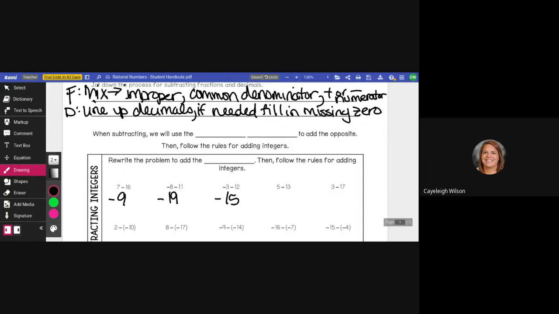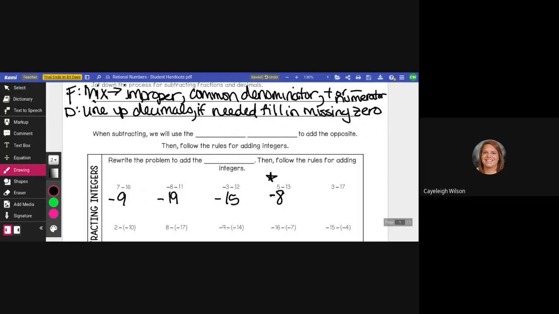All right, you all try this one. Do 5 minus 13. All right, so remember this is positive 5. This is negative 13. So they're different signs, subtract. So 13 minus 5 is 8. Keep the sign of the larger number. 13 is bigger, it's negative, so it's negative 8.